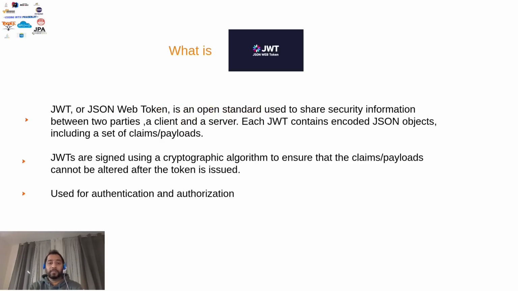So let's start. So what is JWT? JWT stands for JSON Web Token, is an open standard used to share security information between two parties, that is a client and a server. And all the JWT contents are encoded JSON object, including a set of claims or payload. Basically its content are information which we generate in the server and then pass it to the client, and then client can again send it to the server, so that server can identify the client very easily.